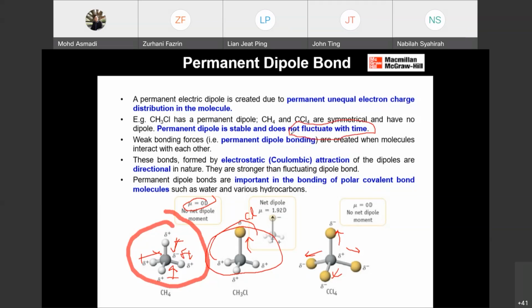And then, weak bonding force: permanent dipole bonds are created when molecules interact with each other. They have an electrostatic attraction. Important in the bonding of polar covalent bond molecules such as water and various hydrocarbons. So for example, like water, right? Water and water, H2O. They have different dipole moments, right? And also H2O. And they can create hydrogen bonding.